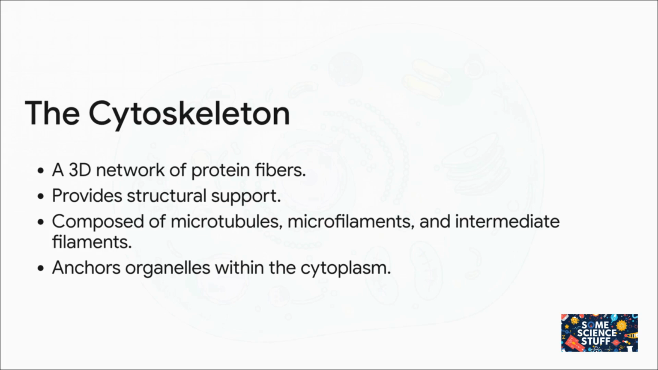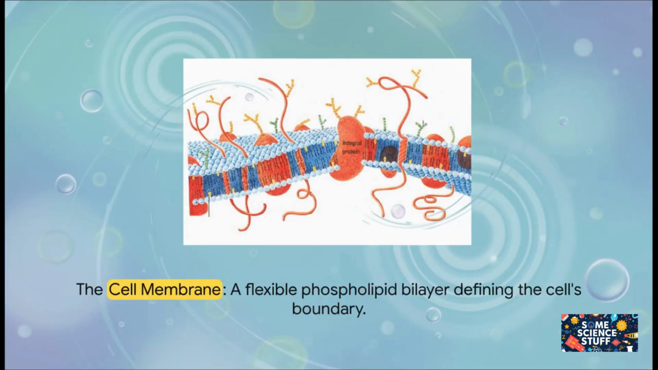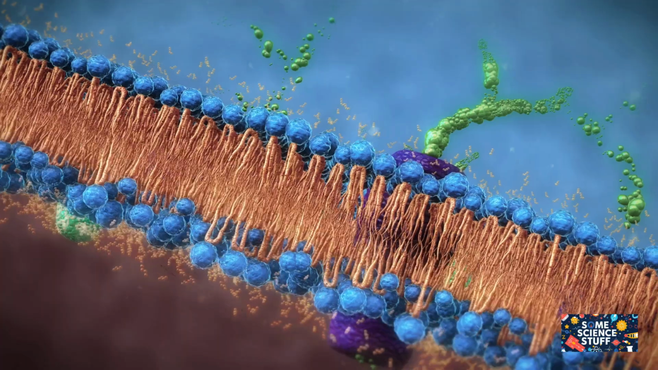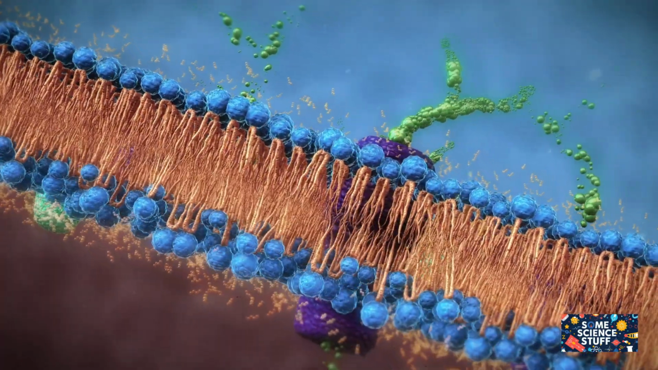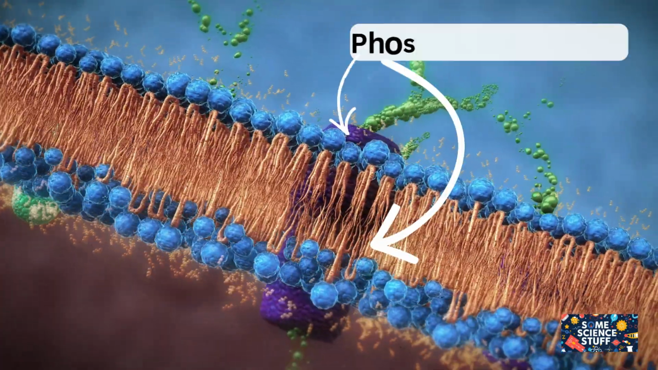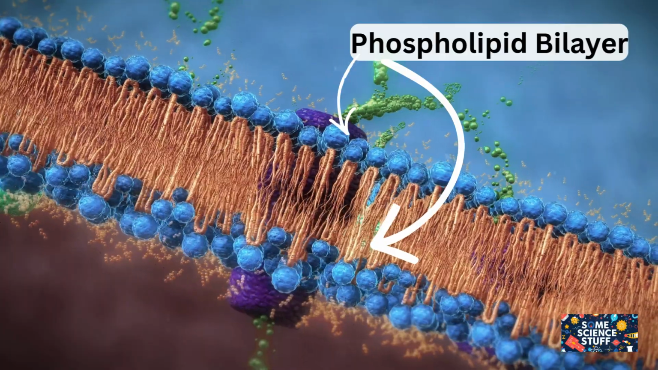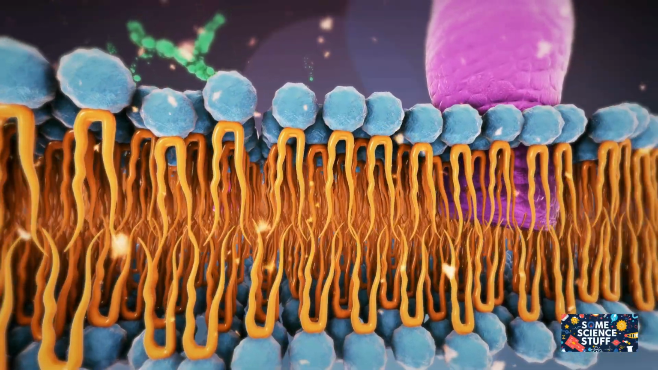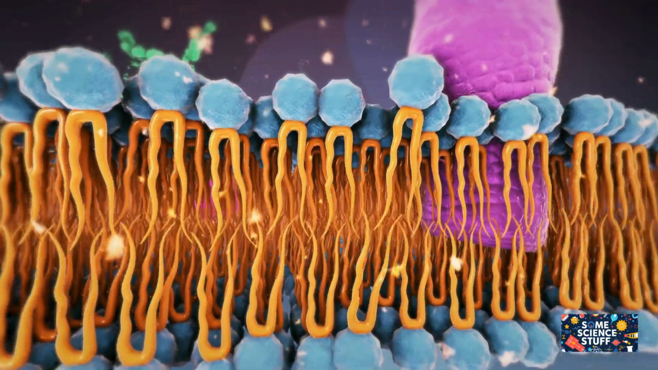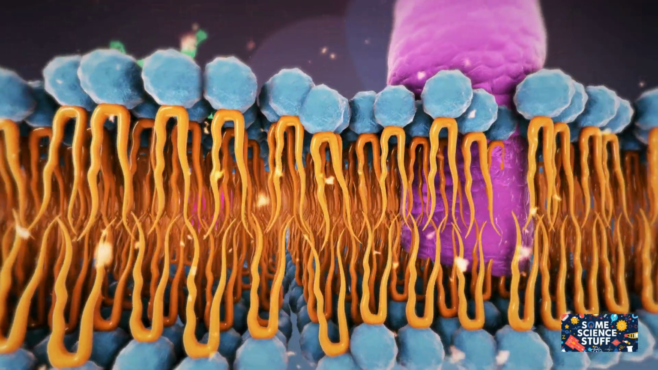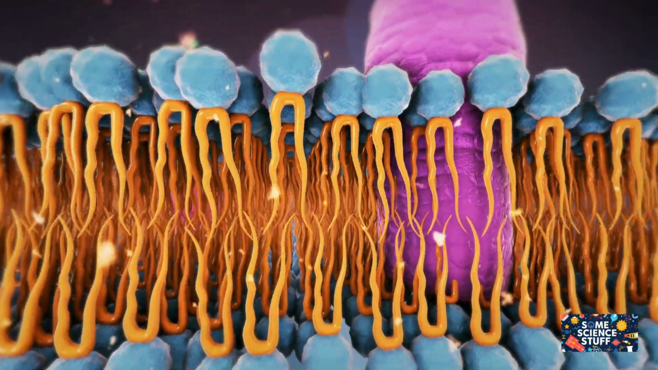This network isn't just for support. It actually anchors all the other organelles in place, so they're not just floating around randomly. Next up is the city's border patrol, the cell membrane. Now look at this. It's not some rigid brick wall. It's actually a flexible, fluid barrier made of something called a phospholipid bilayer. This structure defines the cell's absolute edge, separating the internal environment from the outside world and acting as the ultimate gatekeeper for everything that comes in and out.